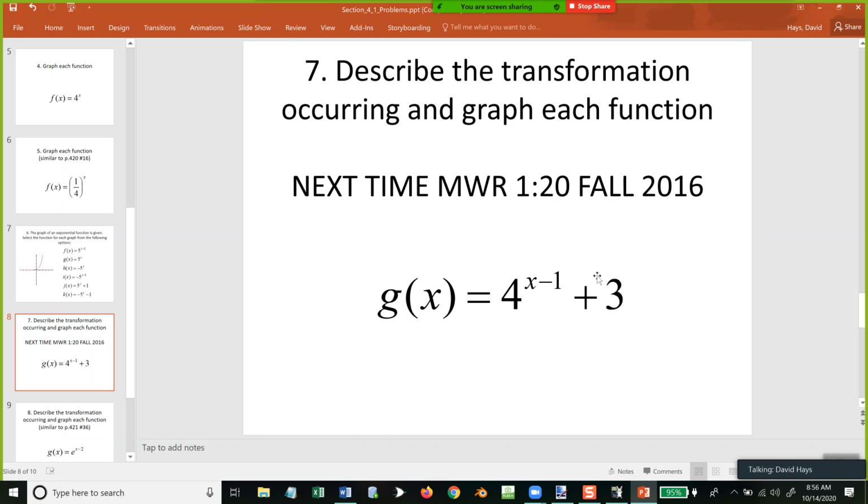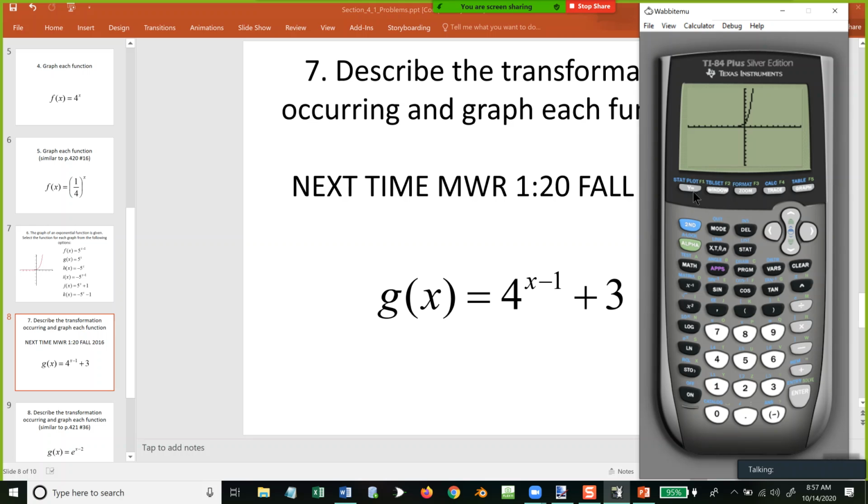Now this one says, describe the transformation occurring, graph each function. The +3 shifts up 3, the -1 here shifts right 1. So this would be my basic graph, shifted right 1, up 3. If I graph this, I got 4 caret. The key to it is if you have more than a single variable in your exponent, put parentheses around it. So we'll put parentheses around the exponent, x minus 1, close parentheses, and then +3.